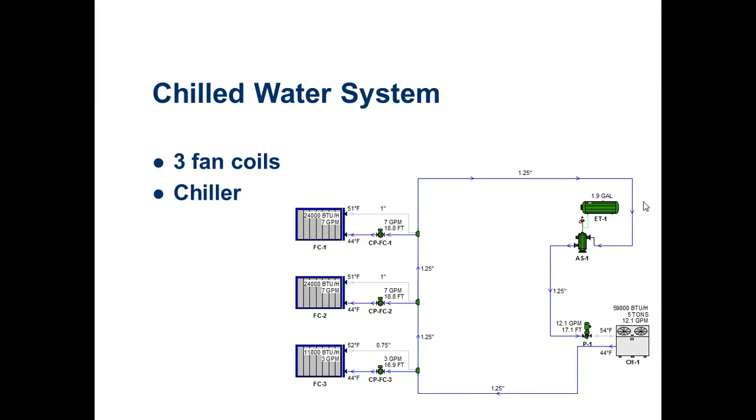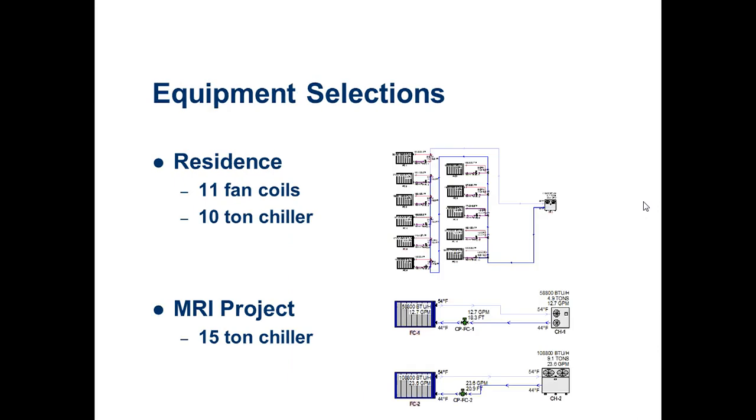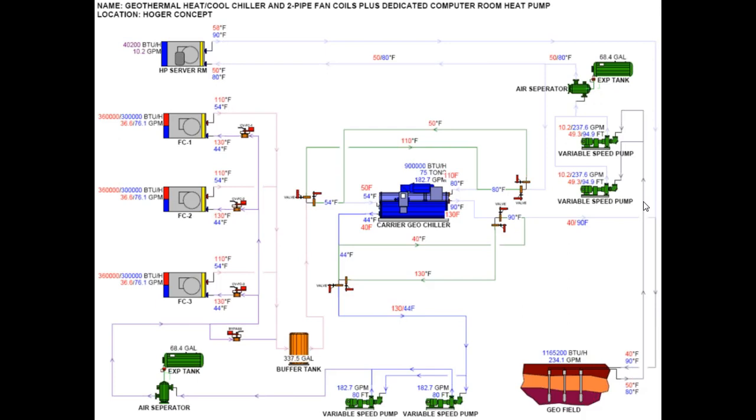And these can be fairly simple drawings like the ones we have up here with 3 fan coils and 1 chiller in this particular case, with a pump and expansion tank and an air separator. Or they can be more complex systems. We can do an entire high-rise with these things. We can do, in this case here, a geothermal chiller we piped up using this software. You can see on the bottom right-hand corner it's showing you a geo field.